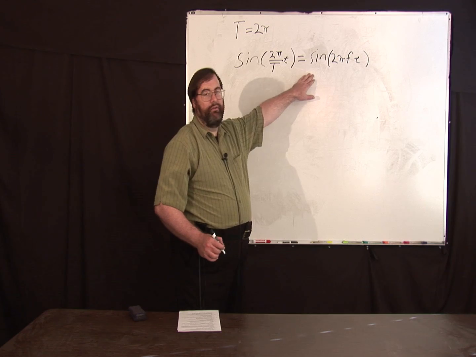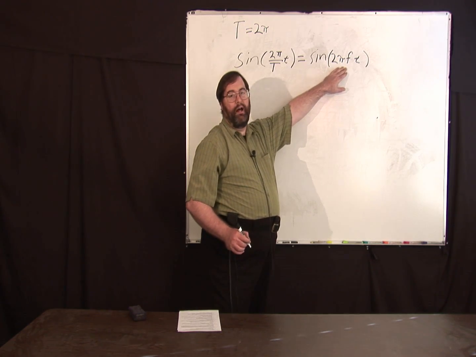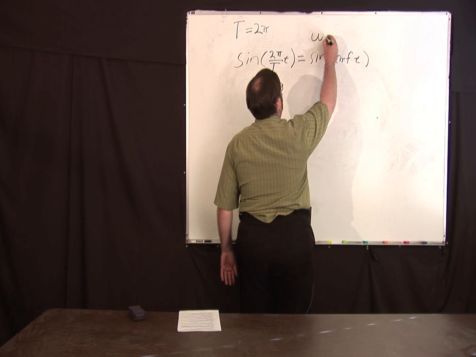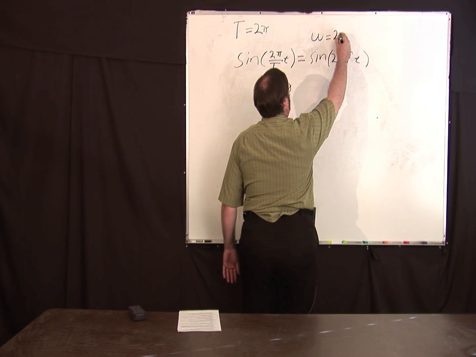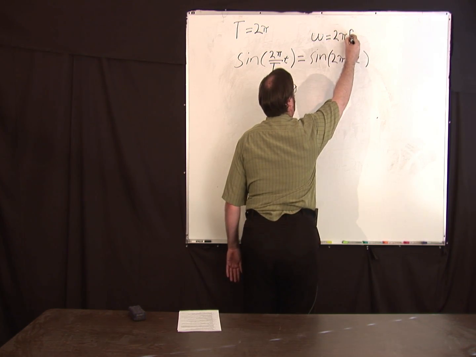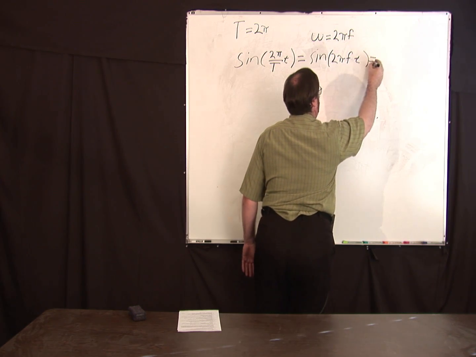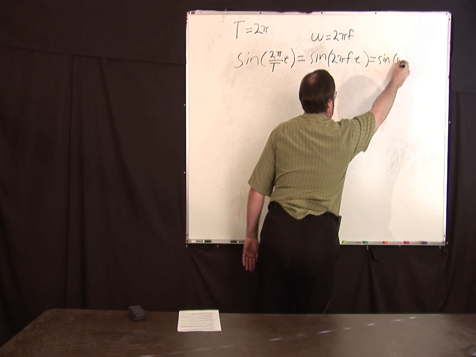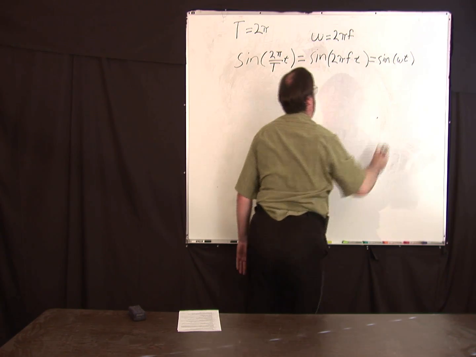Now, in terms of sinusoids, this combination comes up a lot, and we give it a special name for time. We say omega is 2 pi f. So we would say this is equal to sine omega t. Okay.